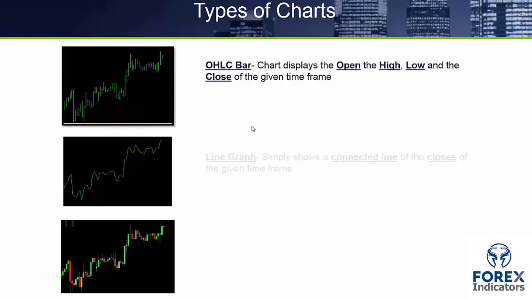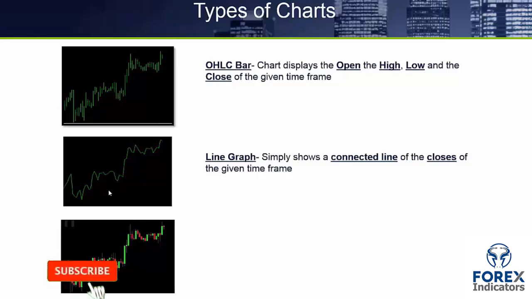The other type is a line graph. This simply connects the closing prices, so it doesn't take into account the noise of the market, but it shows you where the market is going using the final closing price of any given time frame. You can see it's just shown here by this line.